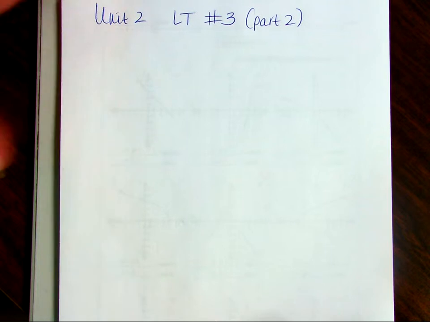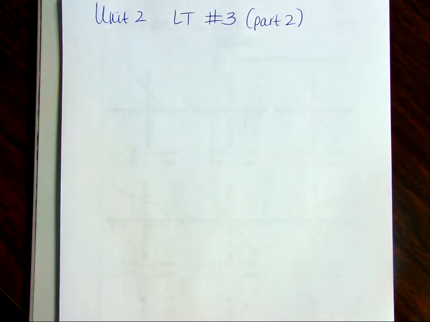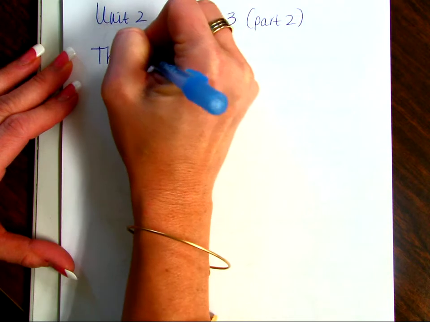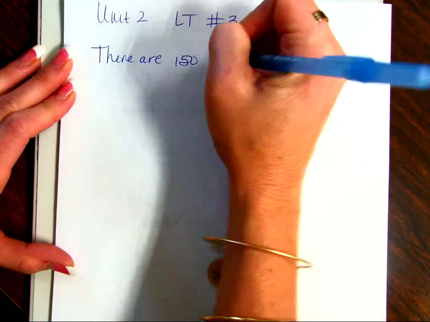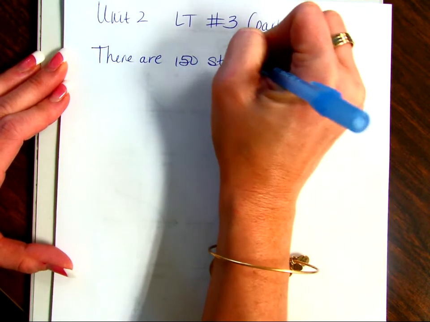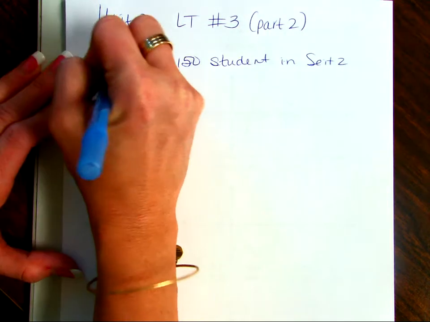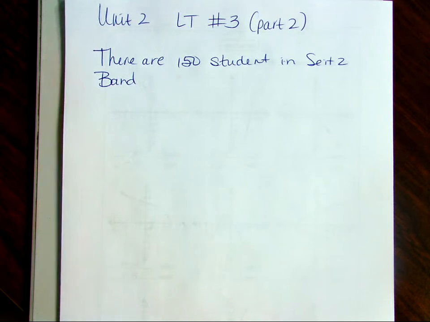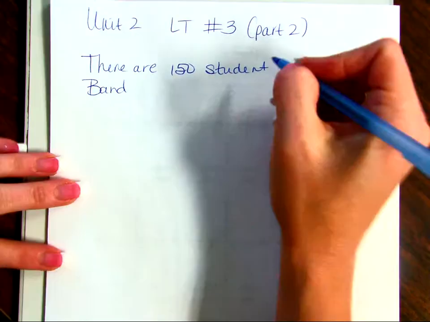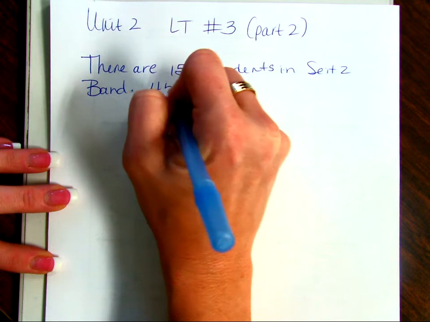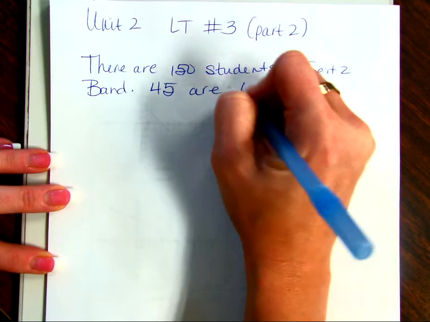So we're going to start with this word problem. So you are writing this down. There are 150 students in Seats band, right? Okay, I know that's more, but we're just going to go with that. There are 150 students in Seats band, and I'm going to say that 45 of them are in the 6th grade.